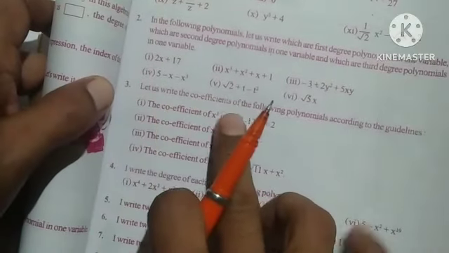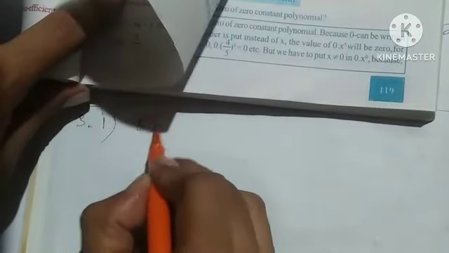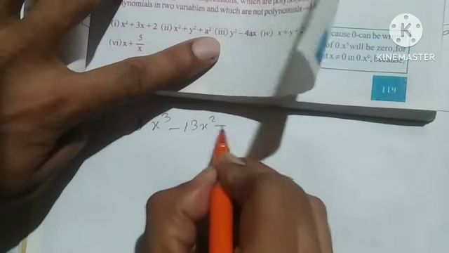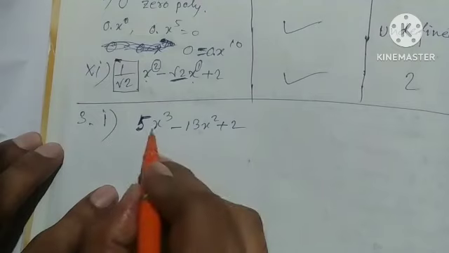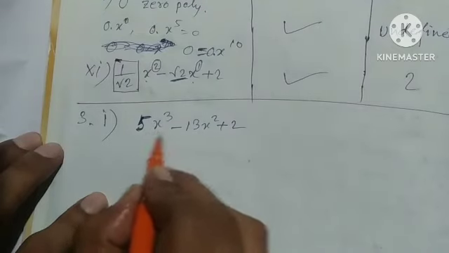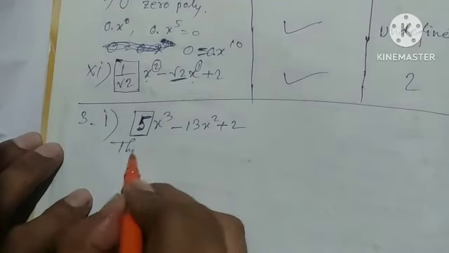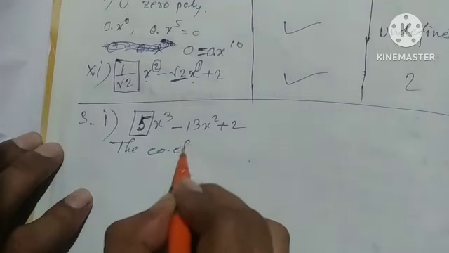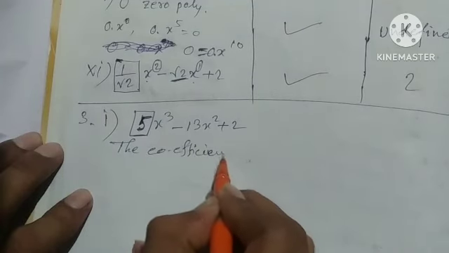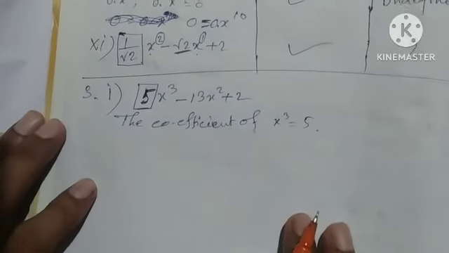Question number 3. Let us write the coefficients of the following polynomials according to the guidelines. 5x cube minus 13x square plus 2. So here x cube, so the coefficient of x cube is 5, with sign.